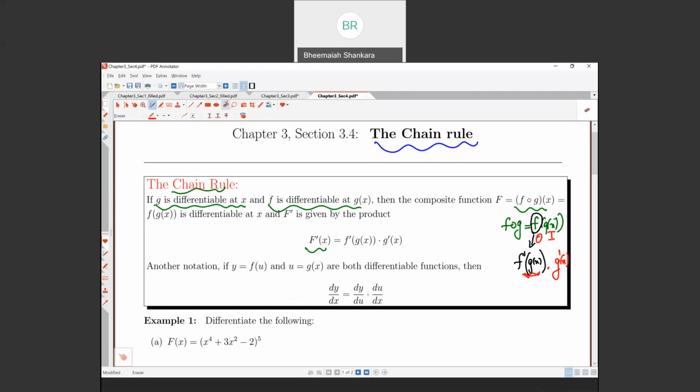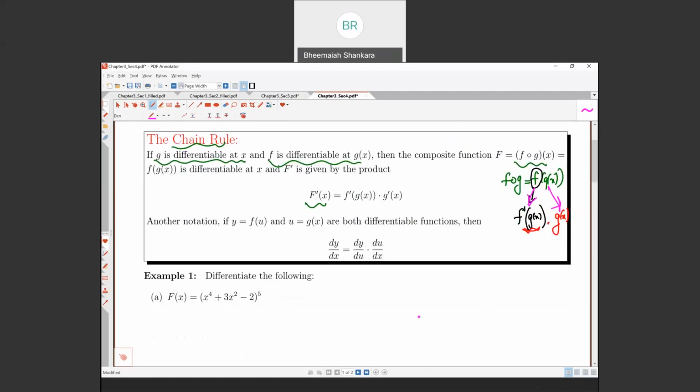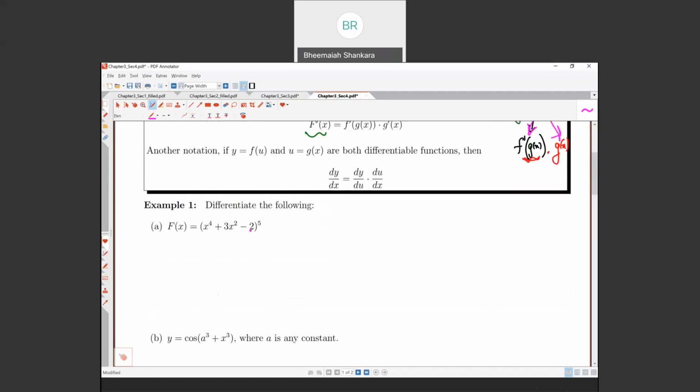So let me write here. These two are the derivative of the outer function and the inner function. So let's do an example here. The function f of x is (x to the 4 plus 3x squared minus 2) to the 5.